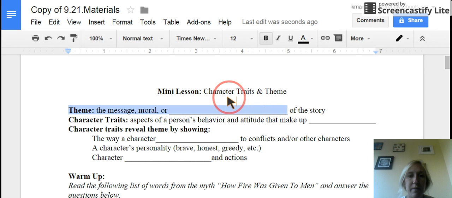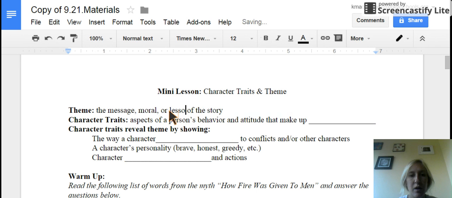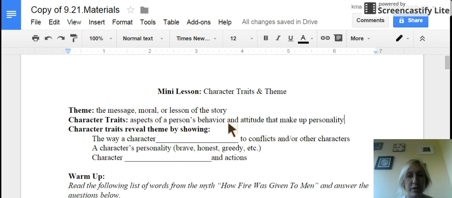As we know, theme is the message, moral, or lesson of the story. So it's what we learn by reading a story or what the author wants us to learn. Character traits are aspects of a person's behavior and attitude that make up personality. So when we think about character traits, it's what is this character's personality? What words would we use to describe them? What words describe their behavior, their attitude? So who are they as a person?